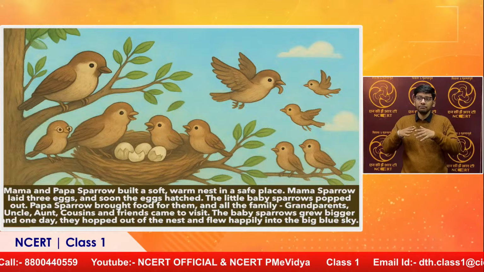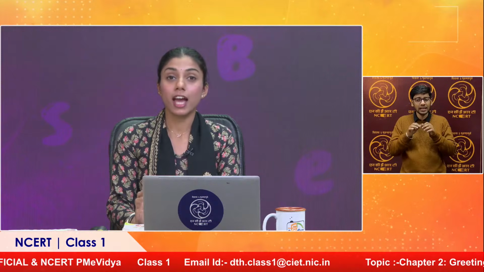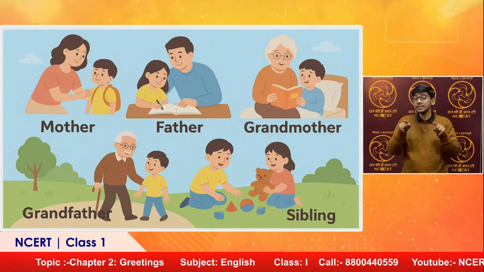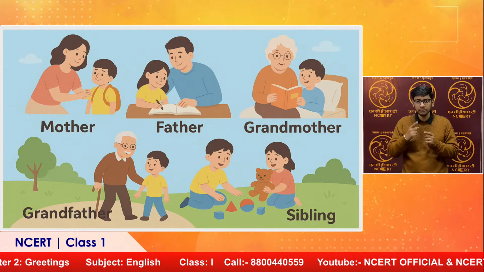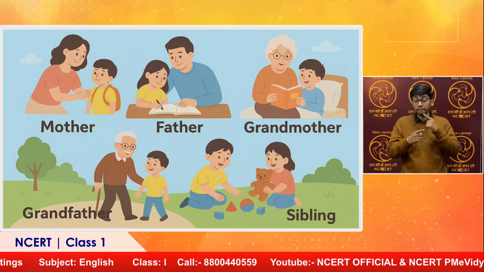So from this story, what we got to know about is the concept of family. Through the sparrows, we got to know how Mama and Papa Sparrow live together, they had kids, and how different family members come to visit the babies. So in this story, we got to know that there are grandparents, uncles, aunts, siblings. Likewise, like the sparrows, we also have a family. As you can see on the screen, we have mother, father, grandparents, siblings, and even extended family like uncle and aunt.